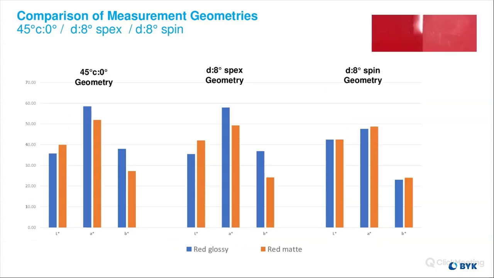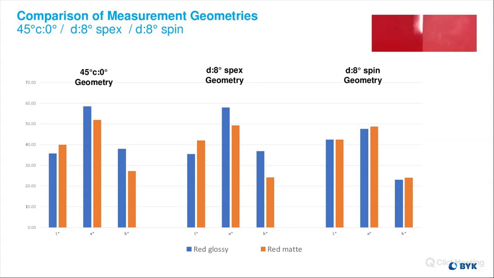So changing colors here, now we have a red sample, so we see a little more action in the A and the B values. When we look at this, again, the 45/0 correlates fairly well to the D8 specular as far as the blue sample, the glossy samples. And when we look at the matte samples, they're still fairly close to one another. Small differences in the L, A, and B, but they're still fairly close. But then when we look at the D8 spin, now we see again, both samples are exactly the same, or both sides. And it doesn't correlate to either of the instruments or either of the other geometries.